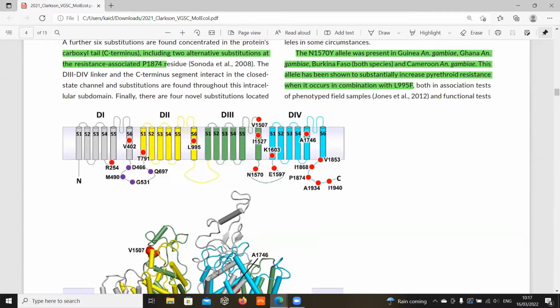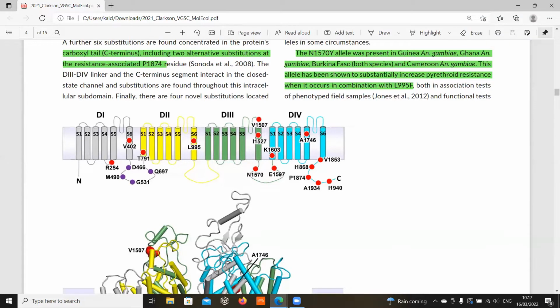So we find SNPs all the way through, and we find a lot of SNPs in these 2 segments which make up the pore itself. And we can see that these are important. We know that L995S and F sit in one of these S6 linkers. So it's quite interesting that we find other mutations actually within the pore itself. And that's something that we will look at in a little bit more detail.